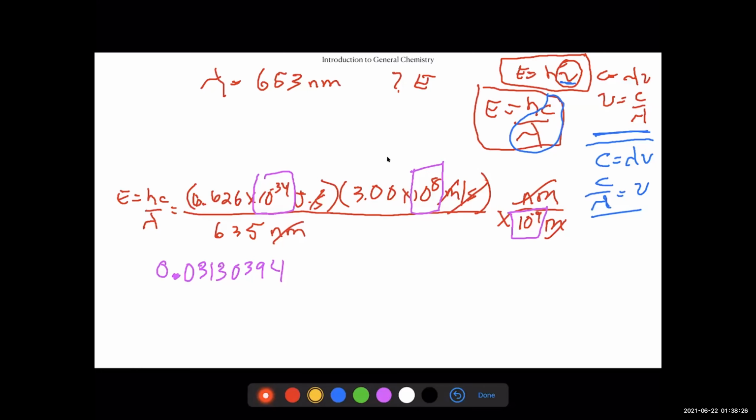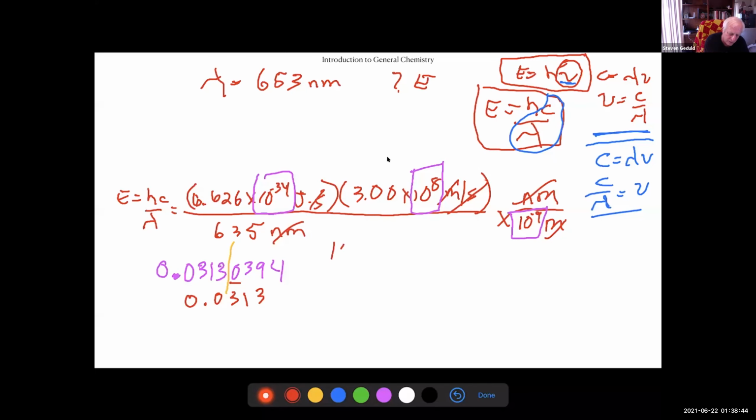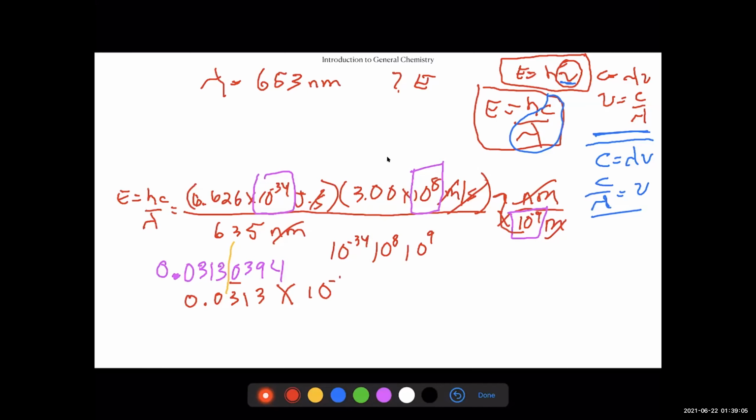So we're going to end up with 0.0313. And this number here is less than 5, so the number stays the same. And then I'm going to have 10 to the minus 34. I'm going to have 10 to the 8. And I bring this one up and change the sign, right? And 10 to the 9. So I have minus 34 plus 8 plus 9. And that comes out to 10 to the minus 17 joules, right?